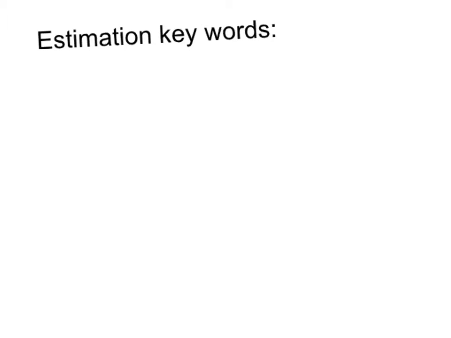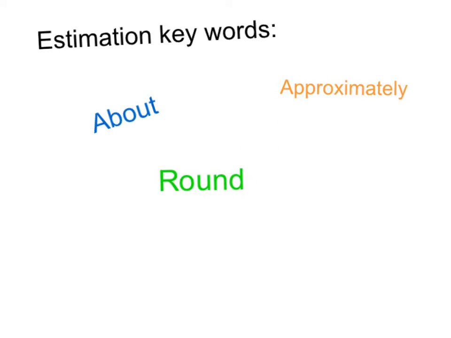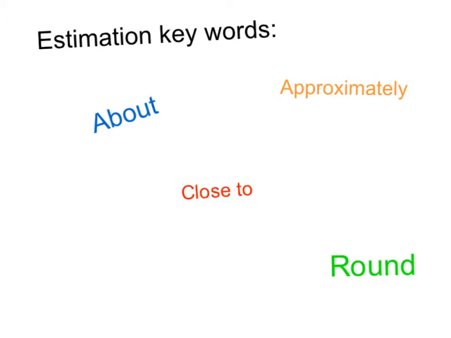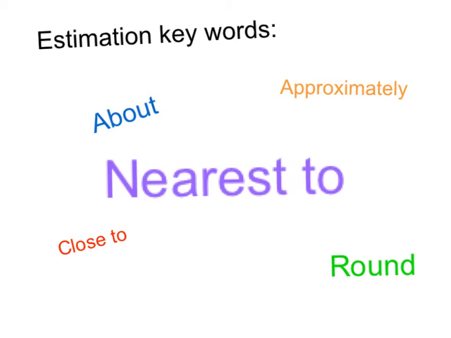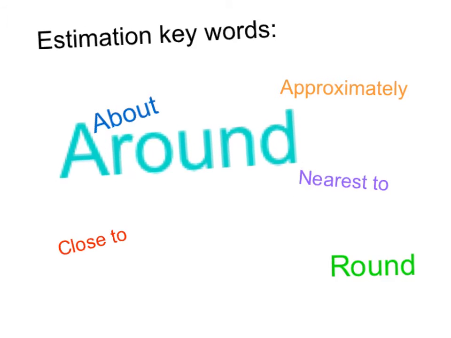Estimation keywords. Let's list a few words that let us know we're going to estimate before solving. Approximately, about, round, close to, nearest to, around.